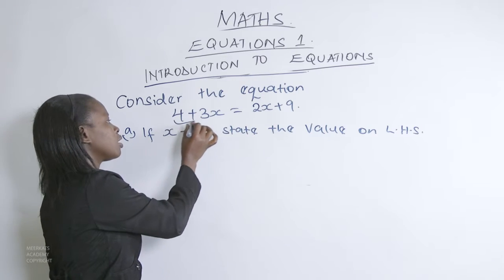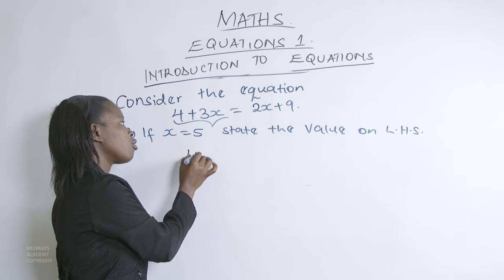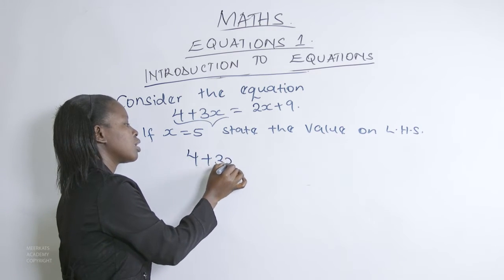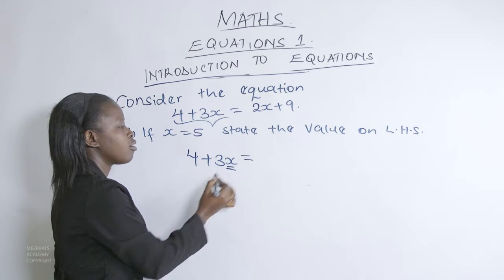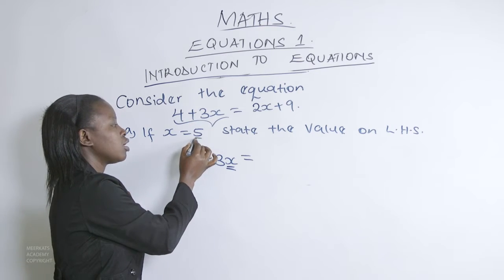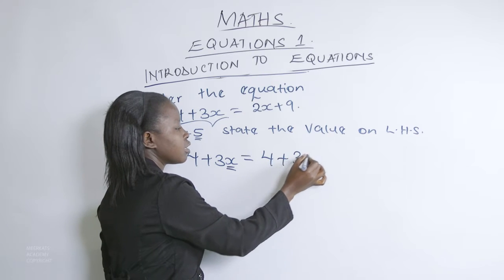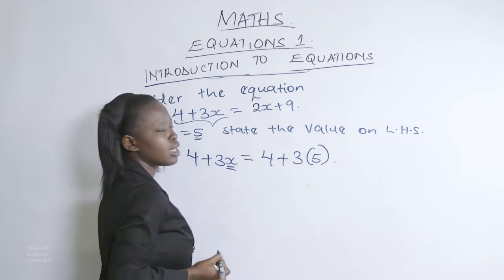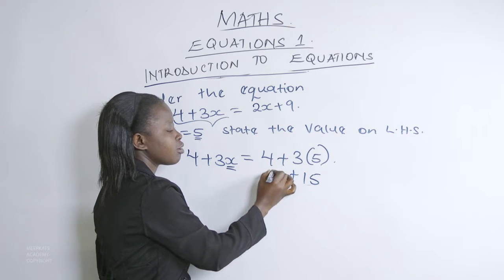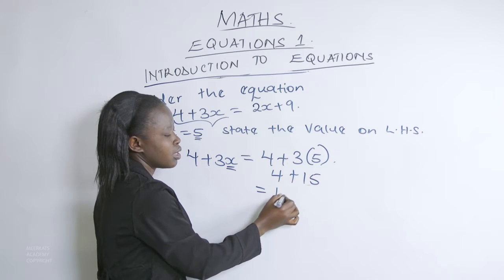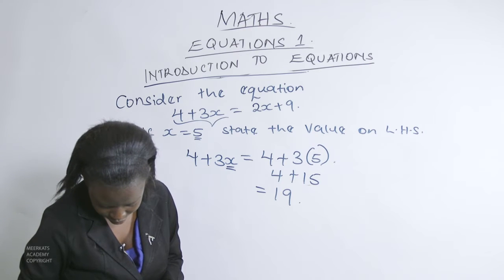On our left hand side, we have 4 plus 3x. So I have 4 plus 3x, which simply means that where I have x, I'm substituting it with 5. So that I'll have 4 plus 3 times 5. And 3 times 5 is 15. Plus 4 will give us 19. So the value on the left hand side is 19.